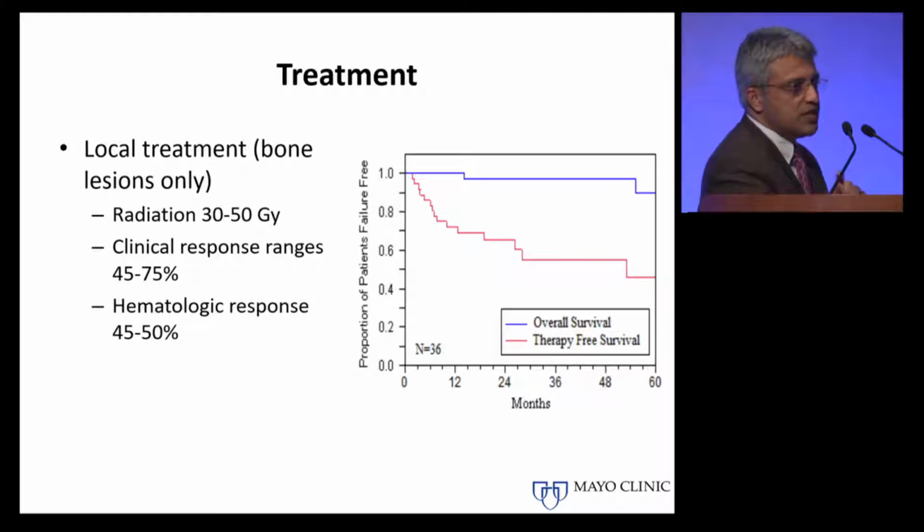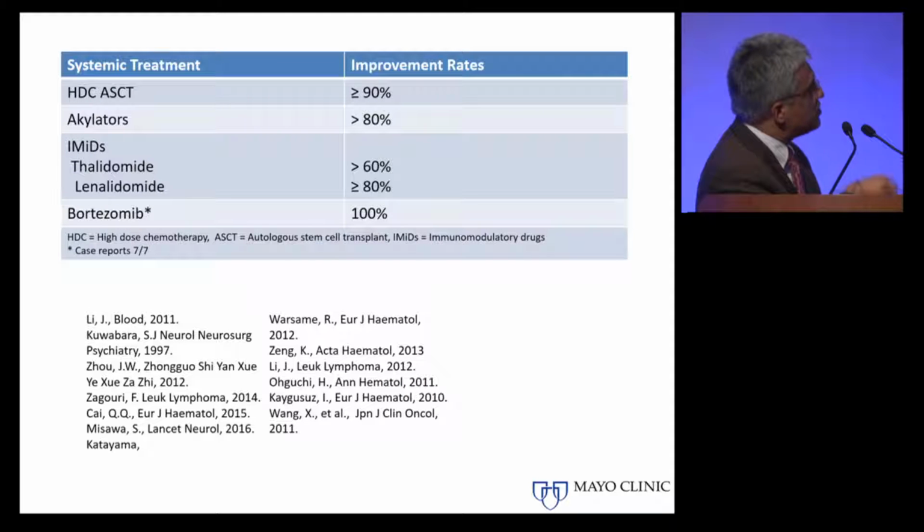Those patients who present with a solitary bone lesion are, I think, the easiest set of patients to treat. You can just radiate them with a curative dose of radiation, and the vast majority of these patients have a really nice response, both in terms of symptoms as well as hematologic response. And this is a group of patients who are treated just with radiation, and you can see that the overall survival is excellent in this group.